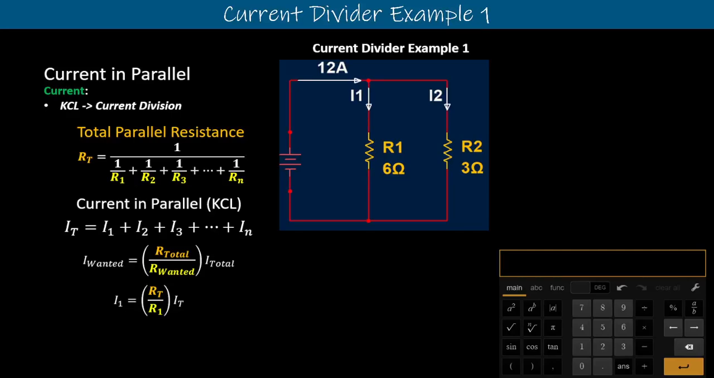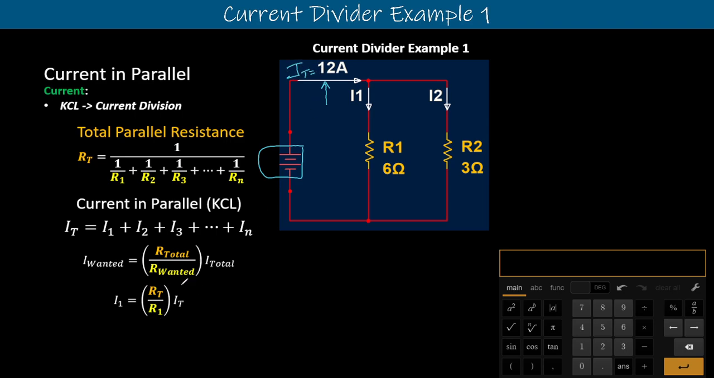Hello and welcome. In this video, we're going to look at how to use the current divider equation to solve for our branch currents. This requires a couple of different steps. We are aiming at finding the current I1 down the R1 branch, that's this first current here, and the current I2 down the R2 branch. The voltage source was not given, but the total current IT was.